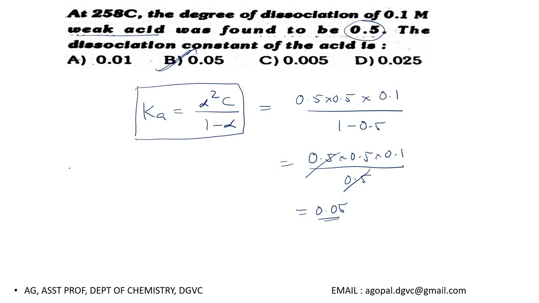And you know very well, if alpha is less than 0.1, then you can calculate Ka directly using the formula Ka equal to alpha square C, because in this case alpha is very small compared to 1, so you can neglect alpha in the denominator. In our case alpha is 0.5, so you should not neglect the denominator. Keep it in mind, very, very important.